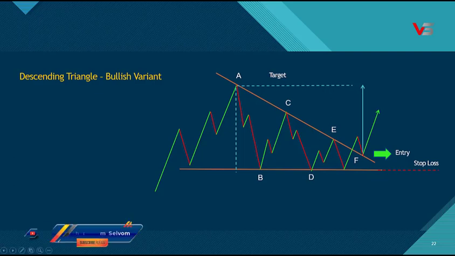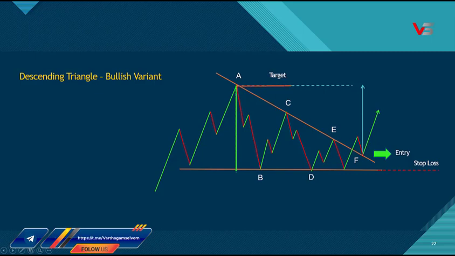First, the price should break out of the diagonal support line of A, C, and E. Once the breakout is done, we should enter after the breakout above the previous candle, or we can enter in the retesting zone. Then your target will be the length of the pattern between A and B. Your stop loss should be at B and D or just below B and D.